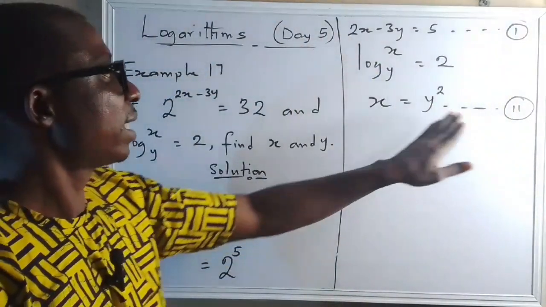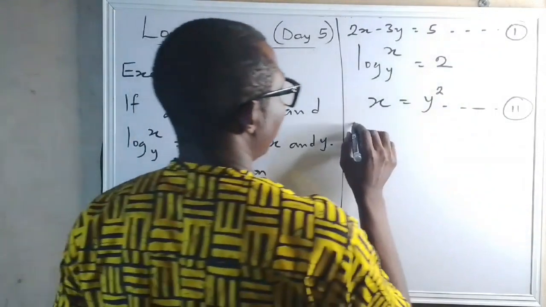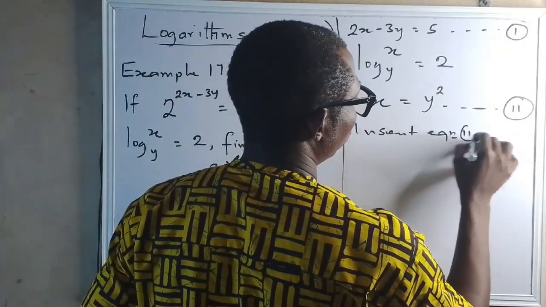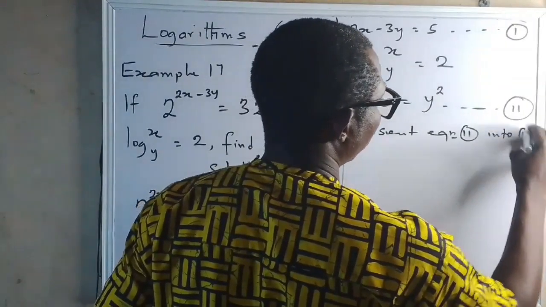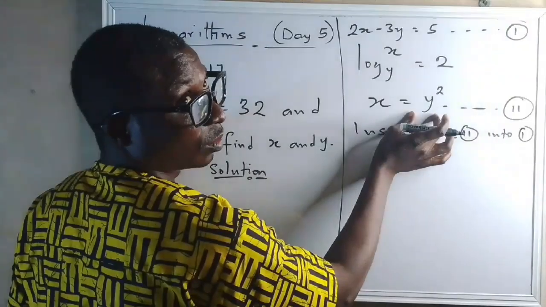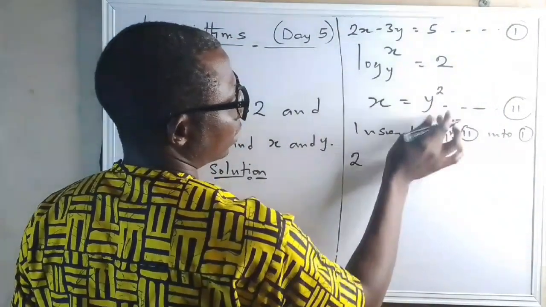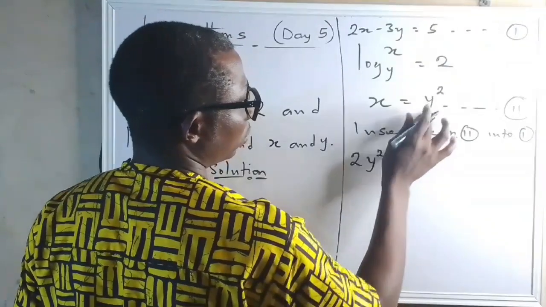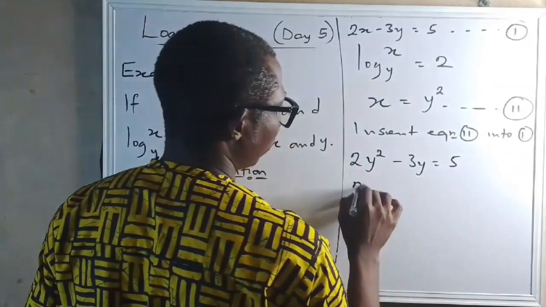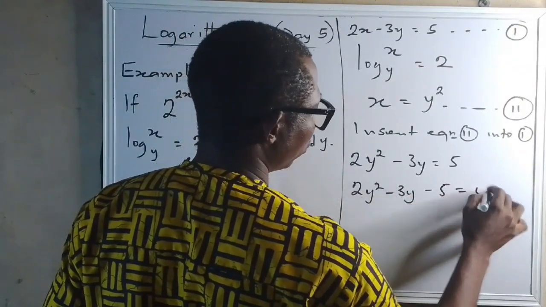Now, you insert equation 2 into equation 1. So wherever we see x, we put y raised to the power of 2. So we have 2 times y squared, minus 3y equals 5. So we have 2y squared minus 3y minus 5 equals 0.